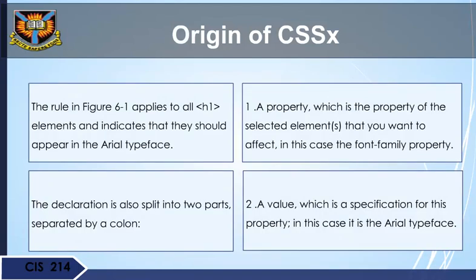The rule in Figure 6.1 applies to all H1 elements and indicates that they should appear in the Arial typeface. The declaration is also split into two parts, separated by a colon. 1. A property, which is the property of the selected element that you want to affect, in this case, the font family property. 2. A value, which is a specification for this property. In this case, it is the Arial typeface.